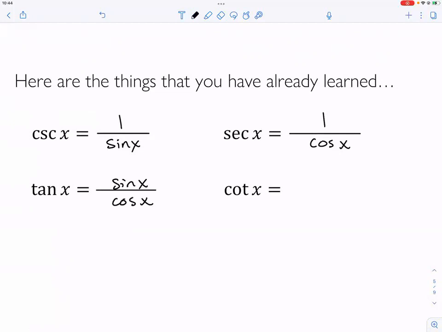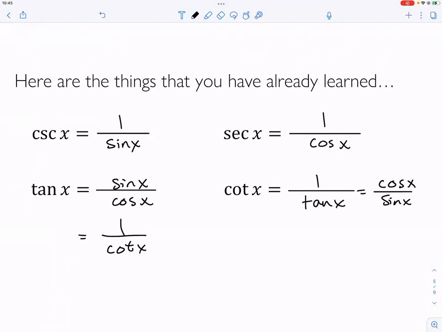What about cotangent? Not inverse, I mean the 1 over tangent, the reciprocal. 1 over tangent x, or cosine x over sine x. The other one for tangent x, we can also say tangent x is equal to 1 over cotangent x. So you can see a lot of variety here.